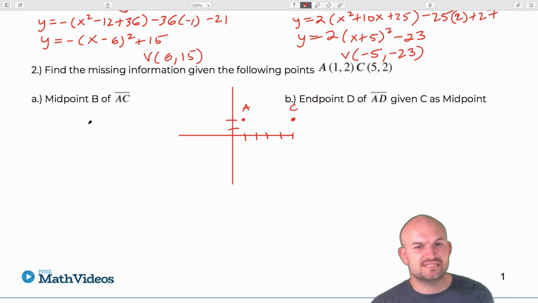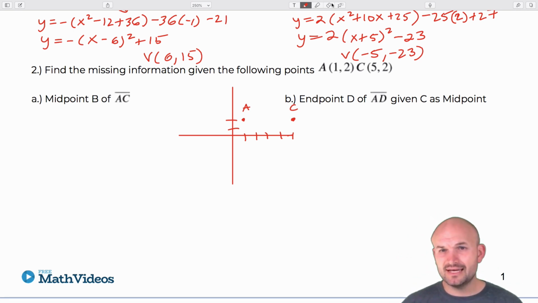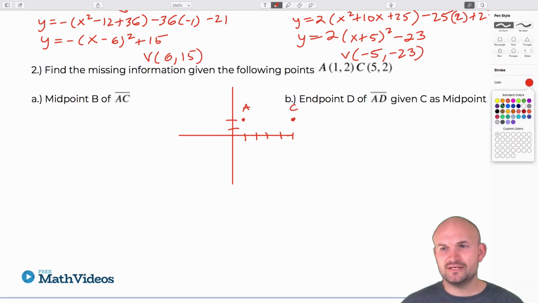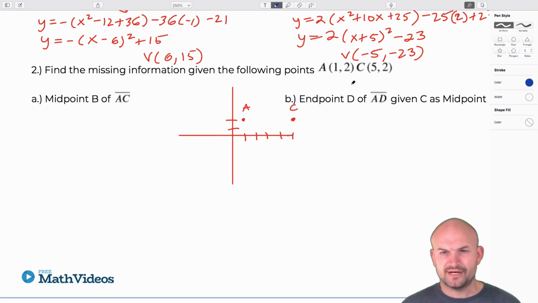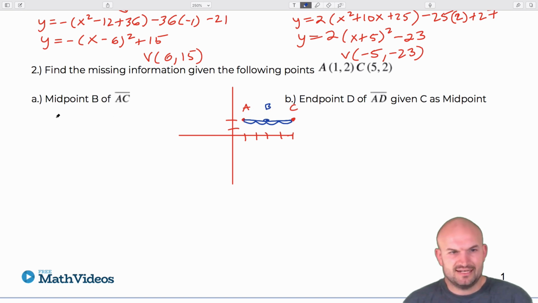Okay, so the first example is just to find the midpoint B from A to C. Now, I think with this problem you can kind of see you could find the midpoint. I'll go through the midpoint formula here. But in reality, when we see this, we're just going to count. Let's just draw a line here. Here's the line AC. Well, this is 1, 2, 3, 4, right? So if I go 2 to the right and 2 to the left, you can see that is my midpoint B, right? So I can just say here the midpoint looks like it's going to be at 3, 2.